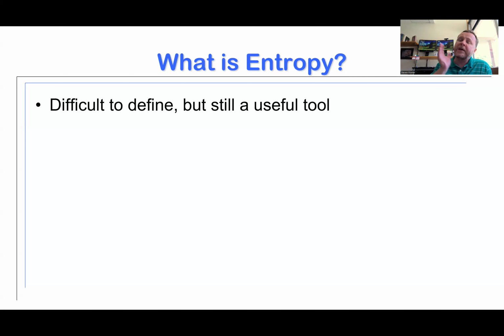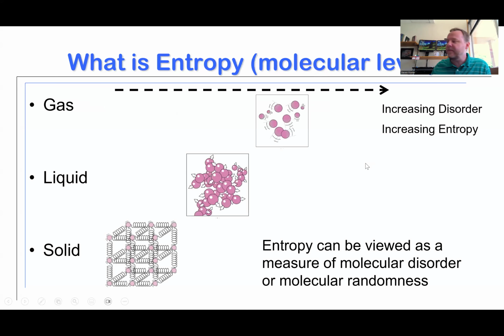So again, if you're reading in the textbook, you'll see these sections talking about what is entropy. We've kind of loosely defined it as chaos or unpredictability, and that's true. I like this saying here: difficult to find, still a useful tool. Yes, very much so. And we talked about the phases of matter previously. What it says behind my picture there is, what is entropy on the molecular level?